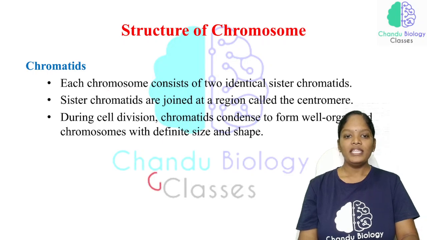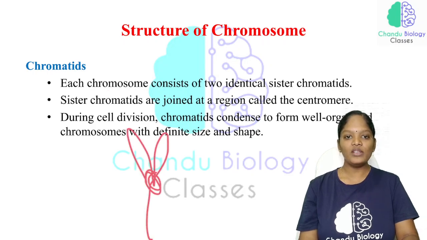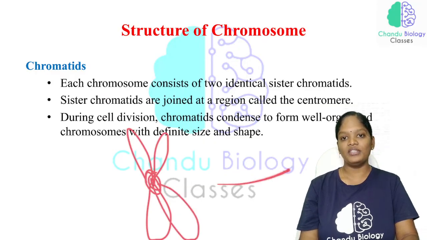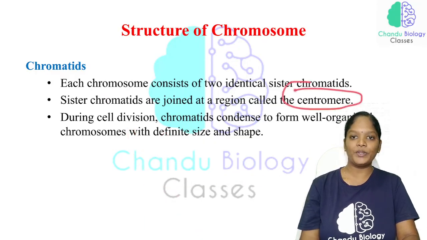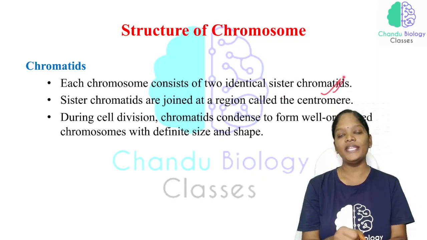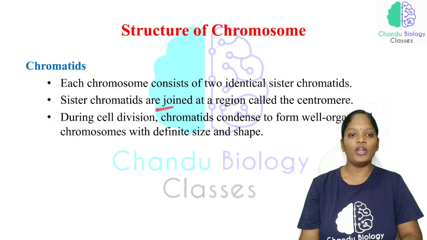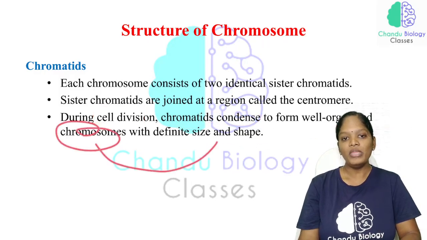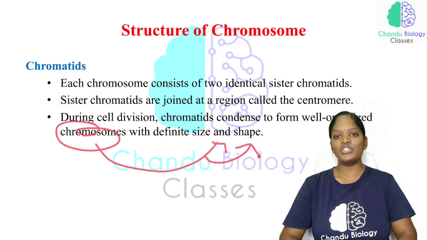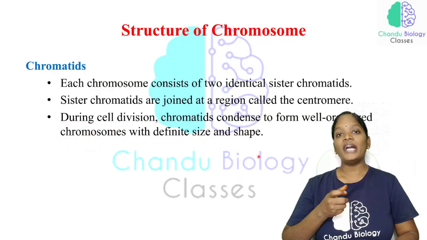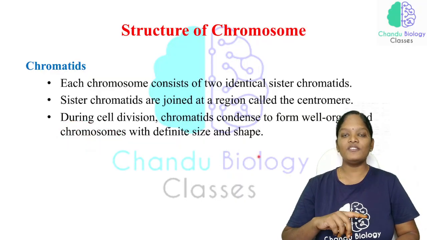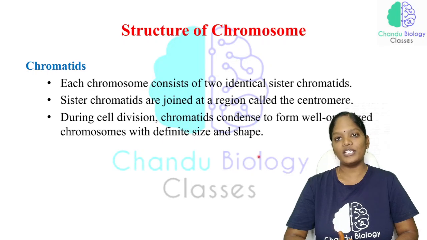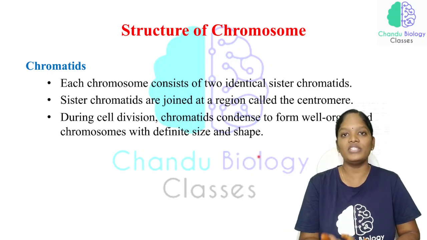Now, see here, the central point where the sister chromatids are joined with each other is called the centromere. The centromere is the one holding the two chromatids of the chromosome. That is a joining point. During cell division, these chromatids condense to form a well-organized chromosome with a definite size and shape. Why do these chromatids undergo a condensation process? To ensure a definite size and shape.